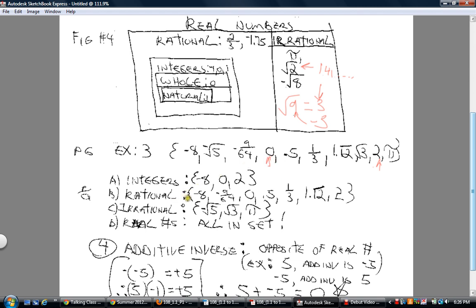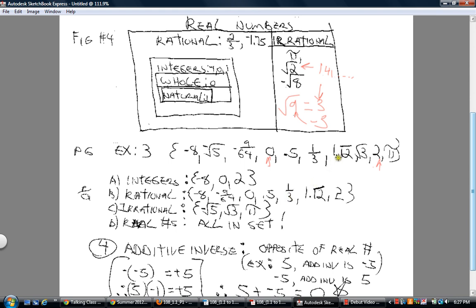Rational numbers, can you put them in the form of a fraction? -8, yes. -9/64 is already a fraction, so you list it. Okay, the square root of -5, rational numbers, square root numbers almost always are irrational unless they are a perfect square, such as the square root of 9, which is 3, or the square root of 25, which is 5. Okay, so you work your way down. You list anything that was an integer, it has to be part of the rational numbers.